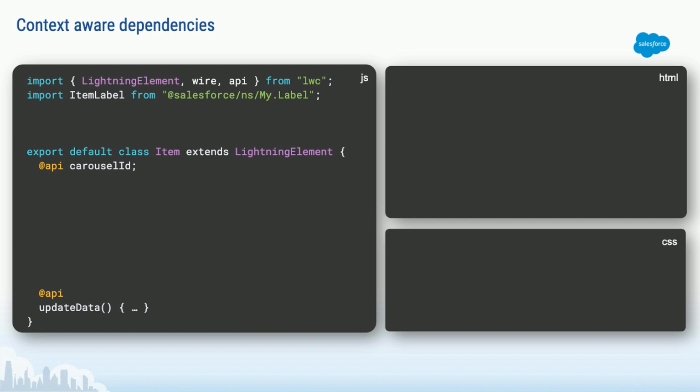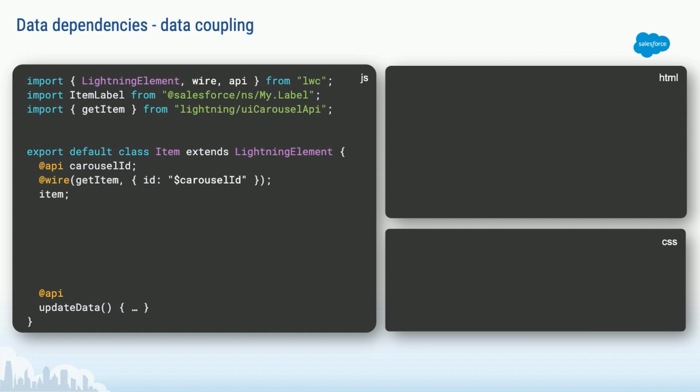We need to be aware when we're building a component of what dependencies we bring in, and whether they are context aware or not. And we're going to see more examples of that. So the next thing we're going to see is that a component might actually be data dependent.